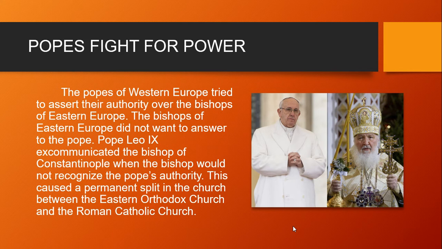All right, popes fight for power. The popes of Western Europe tried to assert their authority over the bishops of Eastern Europe. The bishops of Eastern Europe did not want to answer to the pope. Pope Leo IX excommunicated the bishop of Constantinople when the bishop did not recognize the pope's authority. This caused a permanent split in the church, and it's the first split in our church. The split makes up two branches of Christianity at the time, one being the Eastern Orthodox Church and the other being the Roman Catholic Church.